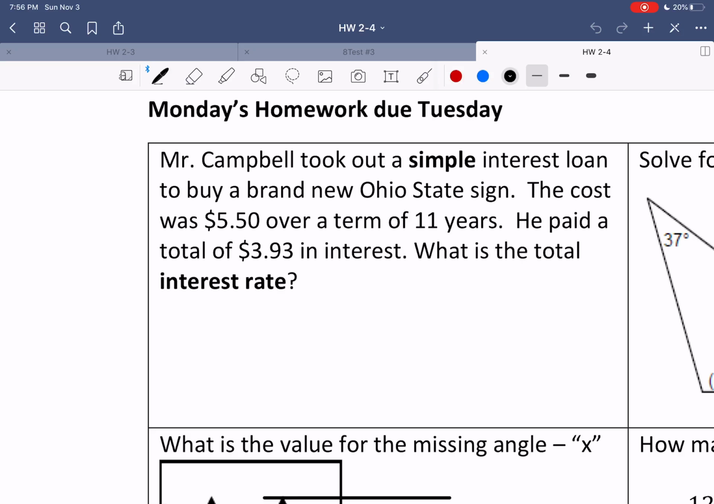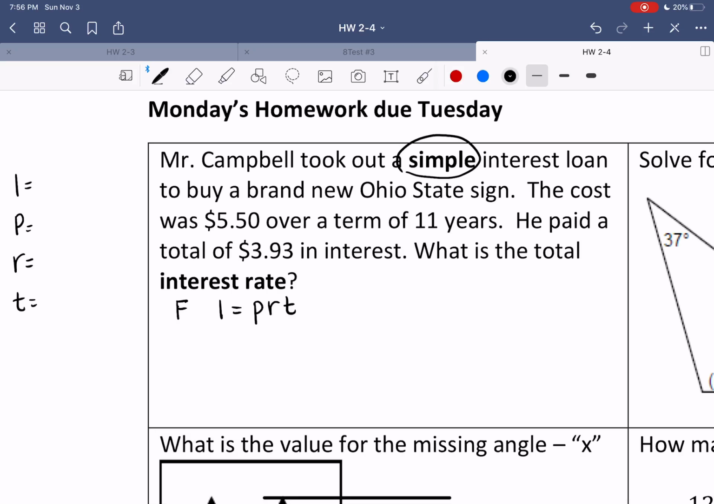So starting here, we know that we're going to be using the simple interest formula. So I equals PRT. And off to the side, I'm just going to write all of the letters: I for interest, P for principal, R for rate, and T for time. And as I look at these from the problem, I can then pull out each of the individual letters that they're going to give us.